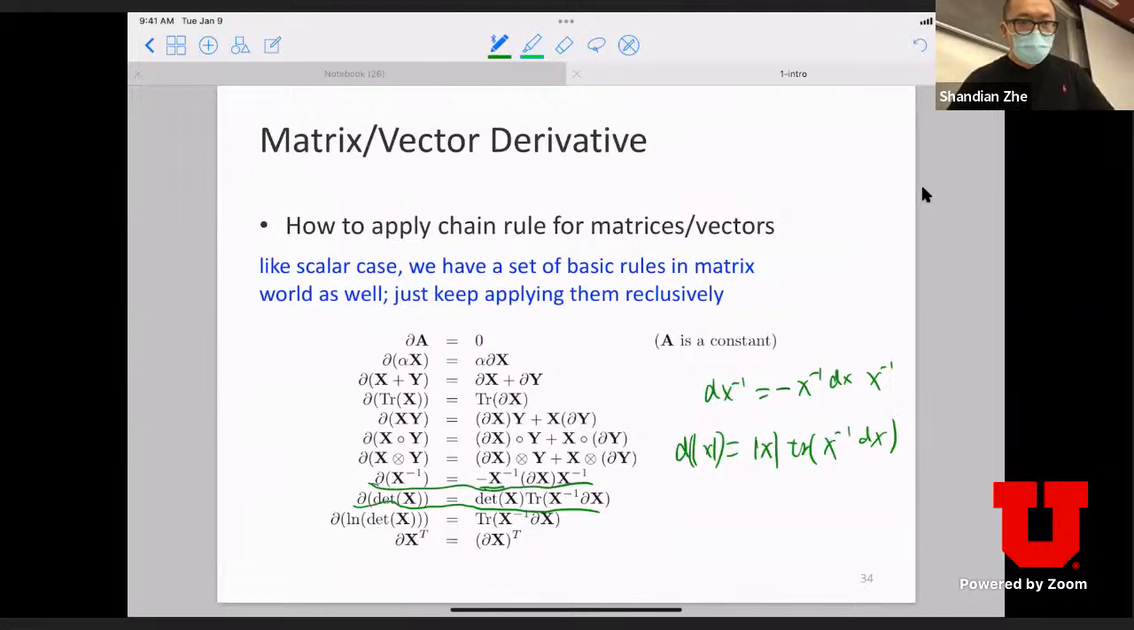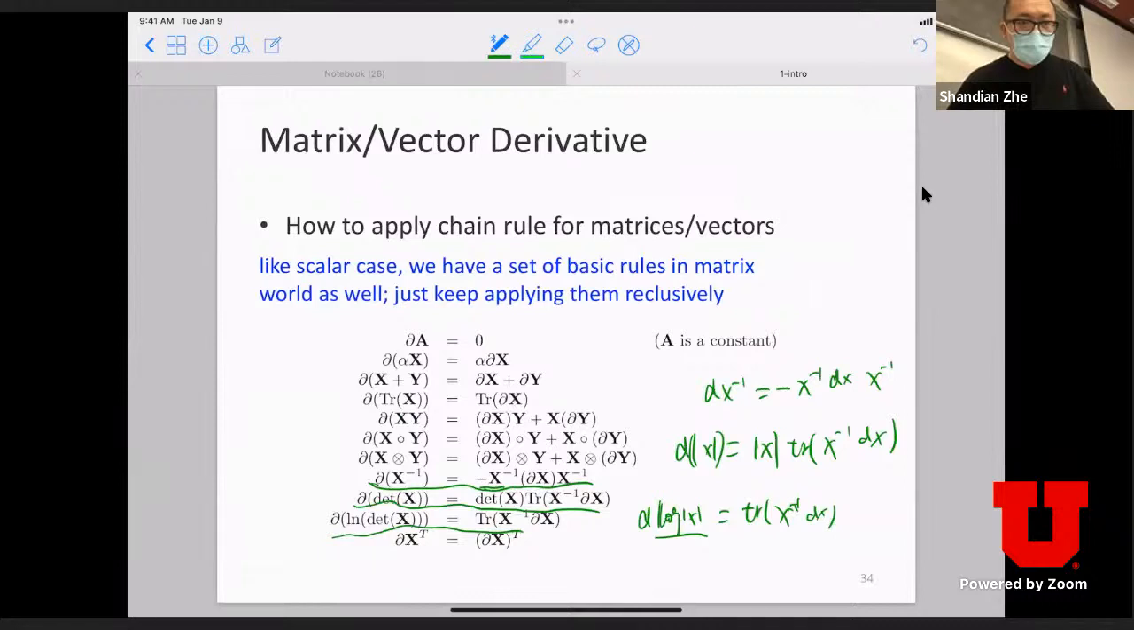Also there's the derivative of a log determinant. You should memorize this because it is really common in probabilistic learning. For example, you often need to deal with the multivariate Gaussian distribution, and that means you have to compute the log determinant of the covariance matrix. And if you want to estimate that model, you need to calculate the gradient of the log determinant of the covariance matrix. So this is very common use. This is trace of x inverse dx.